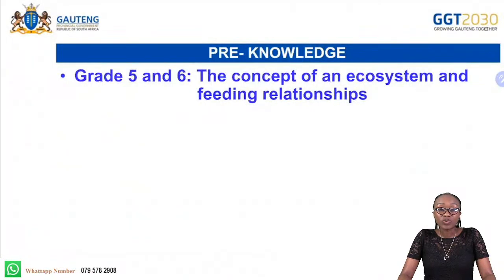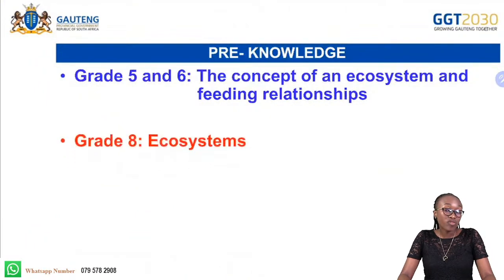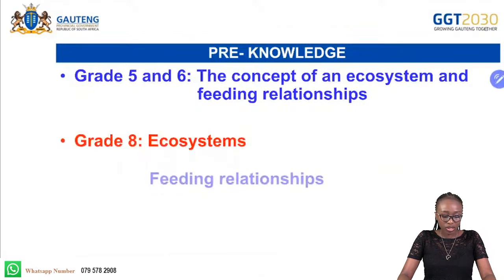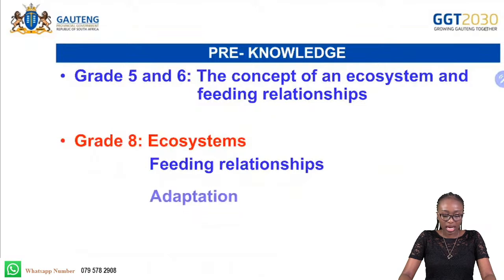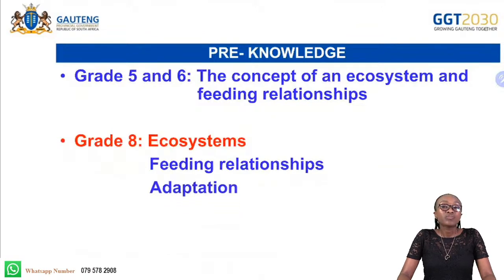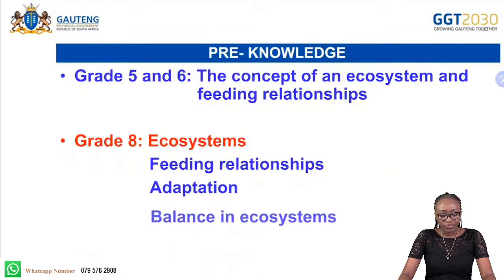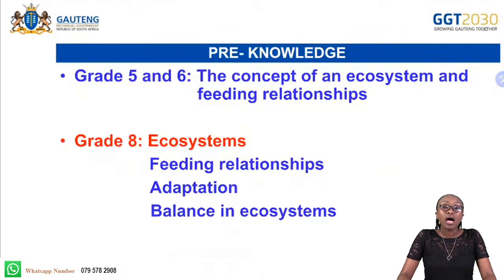Now let's go through pre-knowledge together. In grade 5 and 6, we were introduced to the concept of an ecosystem and feeding relationships. So far in grade 8, we have learned about ecosystems and the different parts that make up ecosystems. We have learned about the feeding relationships within ecosystems, and about the adaptations that animals have to go through in order to survive in an ever-changing environment. We also learned about how to keep balance in ecosystems.